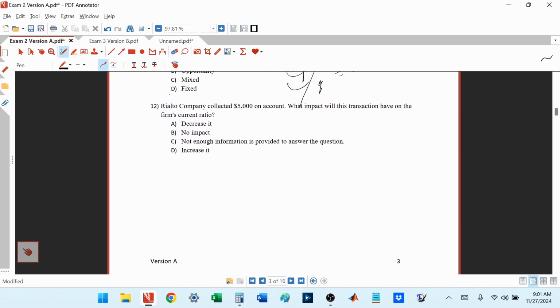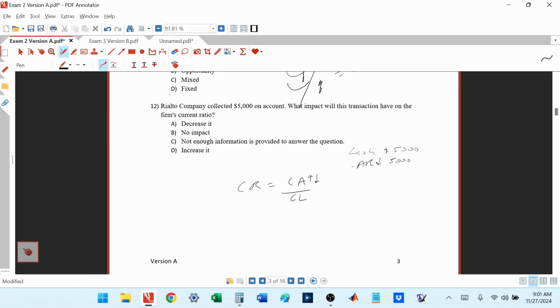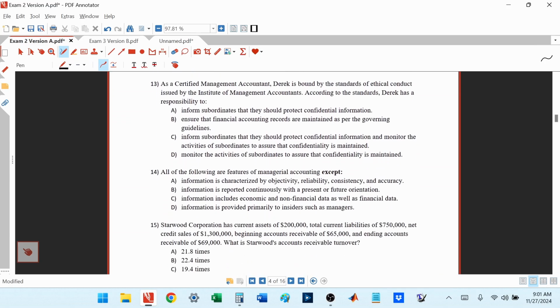12. We collect 5,000 on account. What impact will that have on the firm's current ratio? So the current ratio is current assets over current liabilities. When we collect 5,000 on account, we have cash going up by 5,000, which means current assets goes up by 5,000, because cash is a current asset. But accounts receivable, which is also a current asset, goes down by 5,000. So current assets goes right back down by 5,000, and so current assets doesn't change. The denominator doesn't change. And so the ratio, no effect. So we did 12.